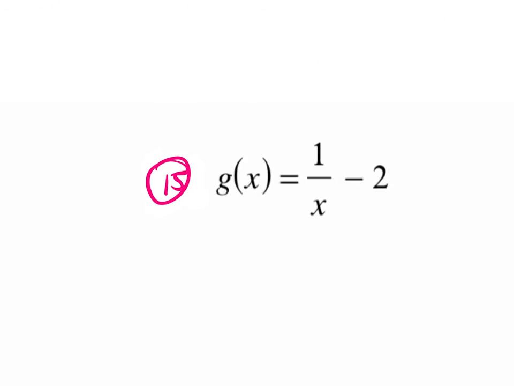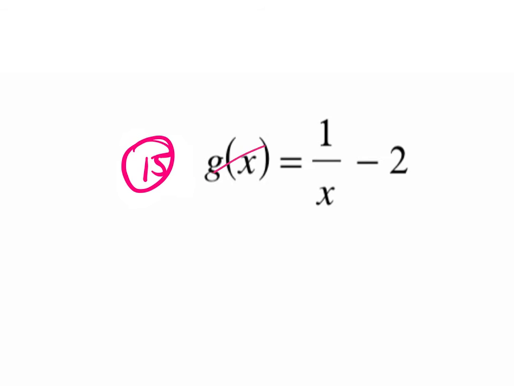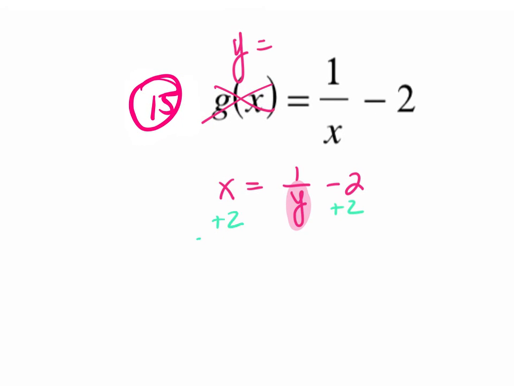All right, moving along. Again, same thing. First thing I'm going to do is cross off my function notation, write a y. Now I'm going to switch the variables. So x equals 1 over y minus 2. I'm trying to isolate the y. I want to get y all by itself. So I'm going to add 2 to both sides. I get x plus 2 equals 1 over y.